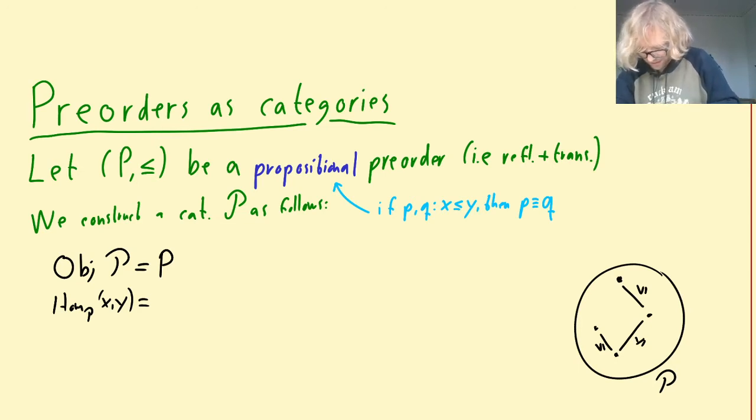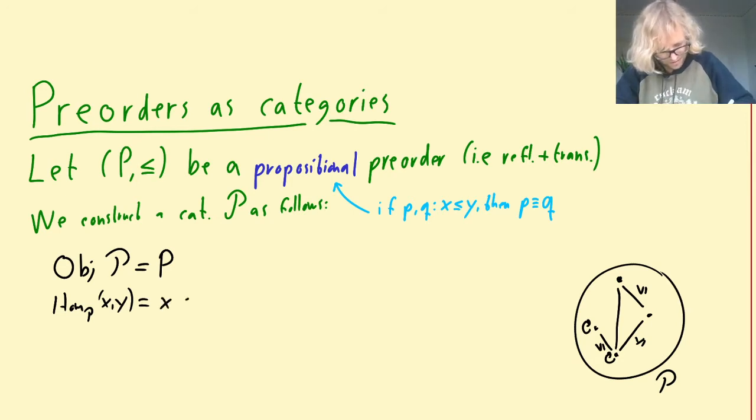So we see that reflexive and transitive is exactly what we need in order to say that we have an identity morphism from every object, that's reflexive, and transitive means that we can compose these two morphisms, right? So saying that this is true if x is smaller than or equal to y.